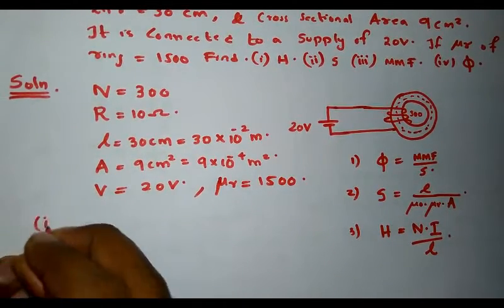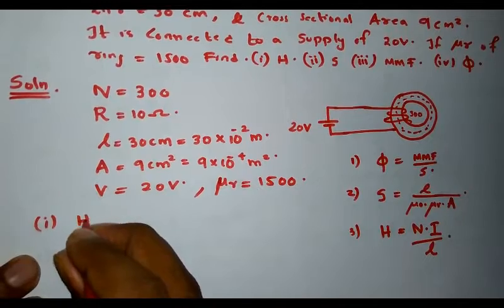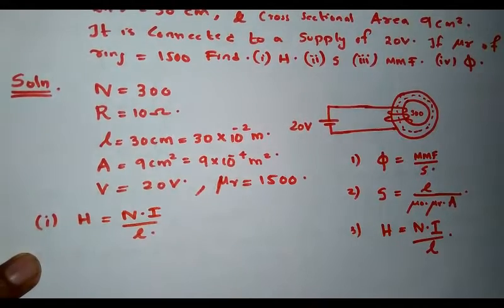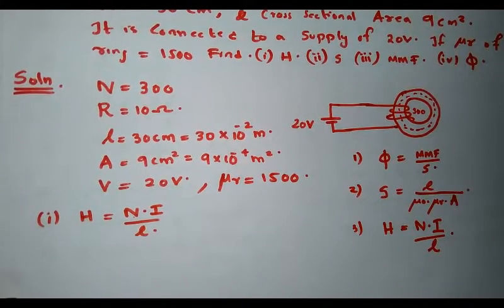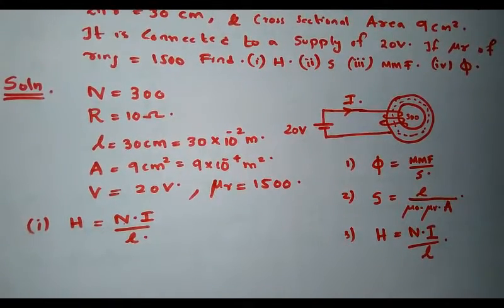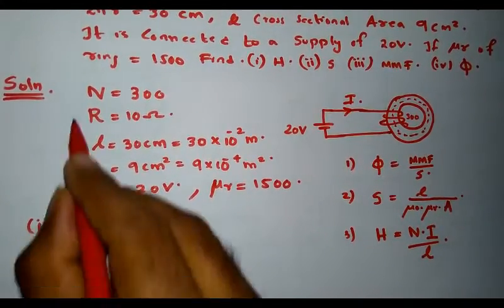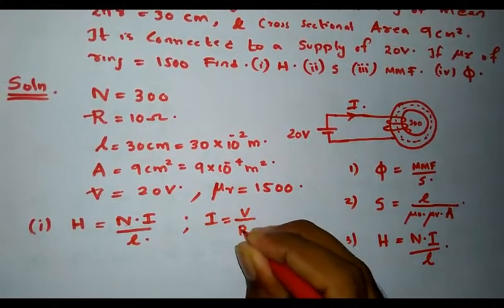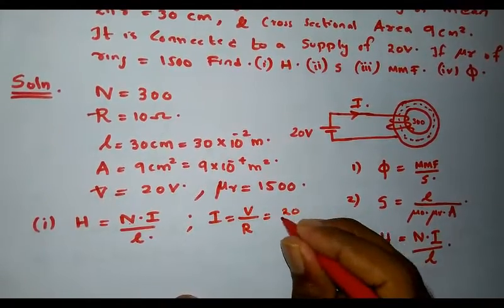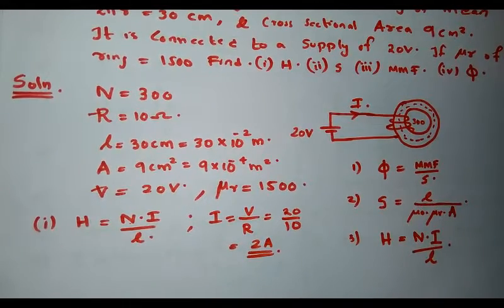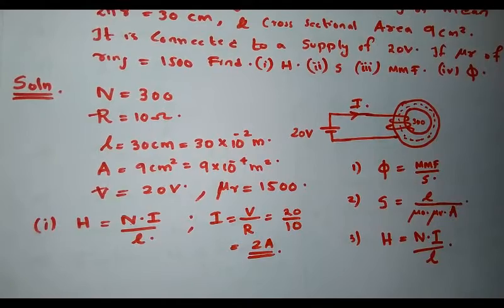Let's take the first part. We have to determine H. From the equation we know that H is equal to number of turns into current divided by length L. Here the number of turns and the length of the magnetic circuit are given in the question. But I don't know the current I flowing through the magnetic circuit. Instead of I, two other parameters are given, that is the voltage V and the resistance of the coil. Therefore I can determine the current I is equal to V by R, that is 20 divided by 10, which is simply 2 amperes.